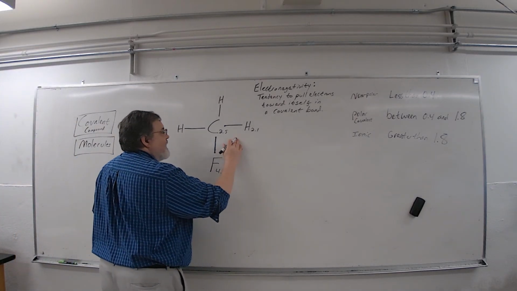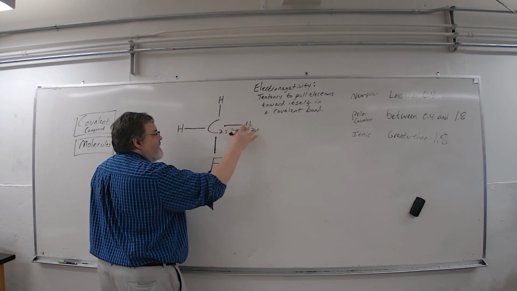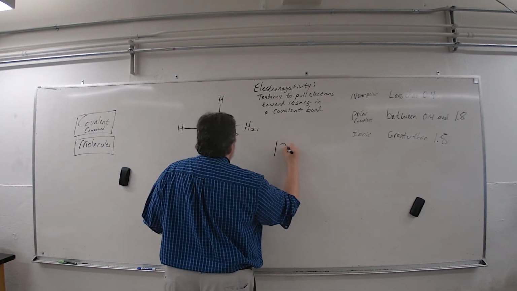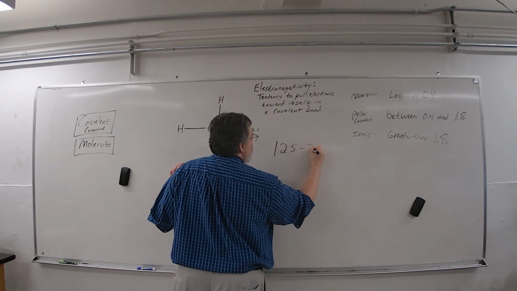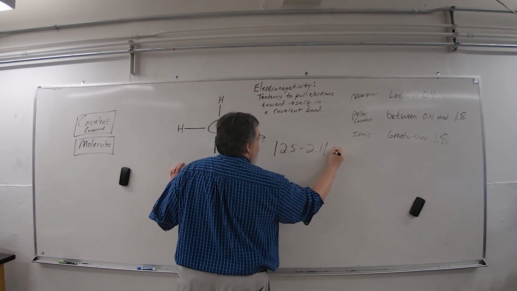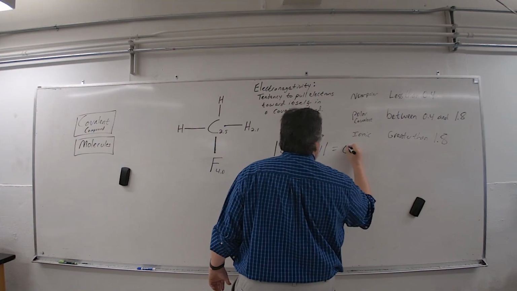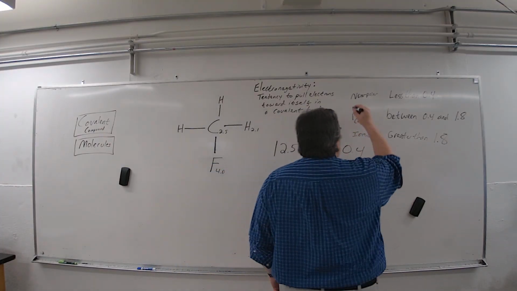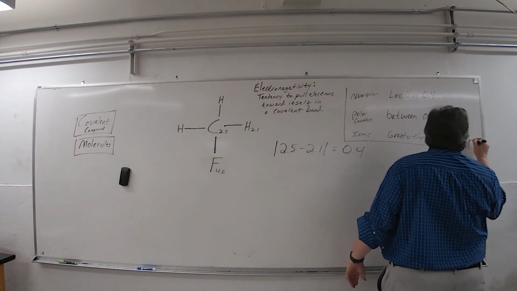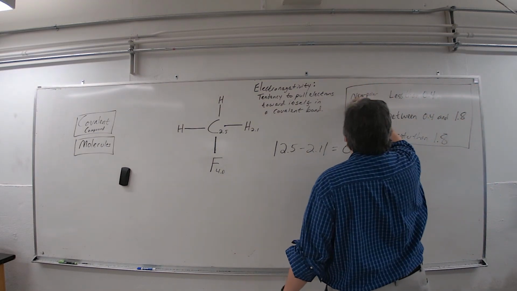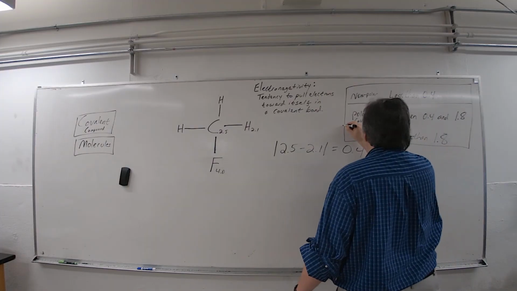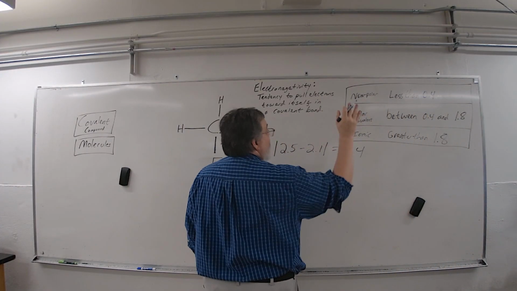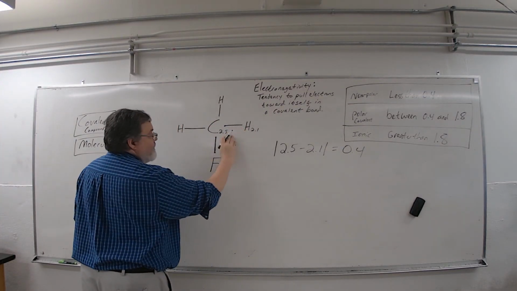But here's the point. What you do to decide which one is winning the tug of war of the electrons is take the absolute value: 2.5 minus 2.1, absolute value. This ends up being 0.4. And you use these rules. If it's 0.4 or less, we say this bond is not polar.